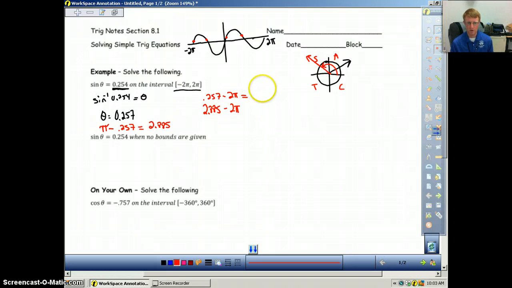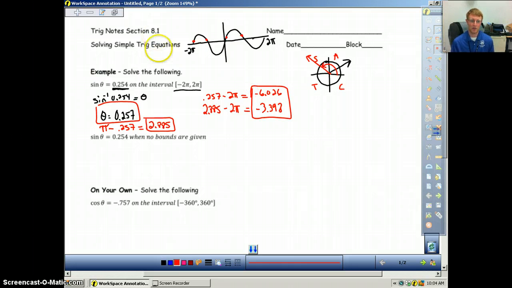So the other two values are negative 6.026 and negative 3.398. So you can see that we have four values here now. We have this, and then we have these two. Those would be the four values, the four angles that would give us 0.254. So you can probably see why this gets a little bit tricky.